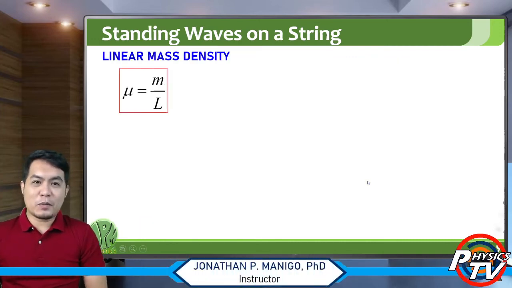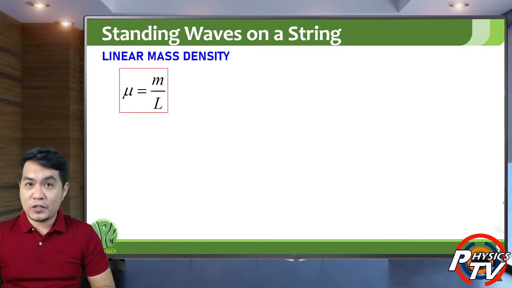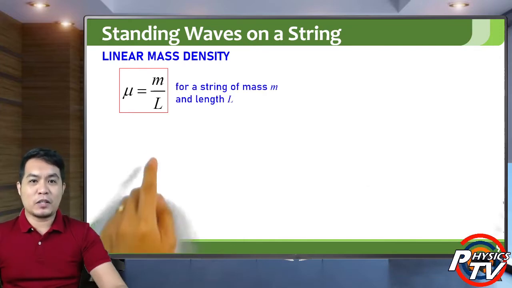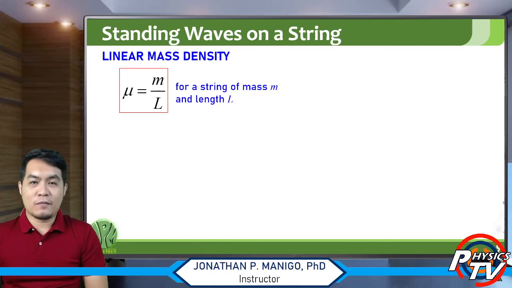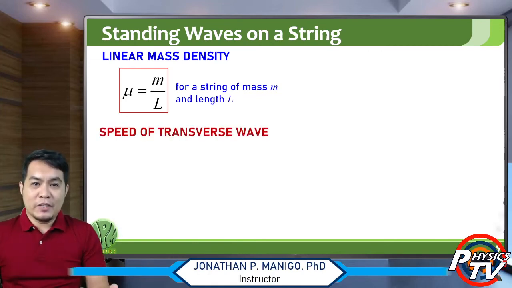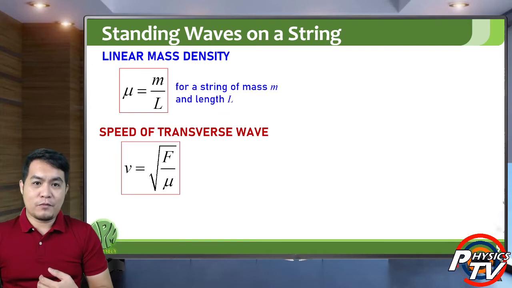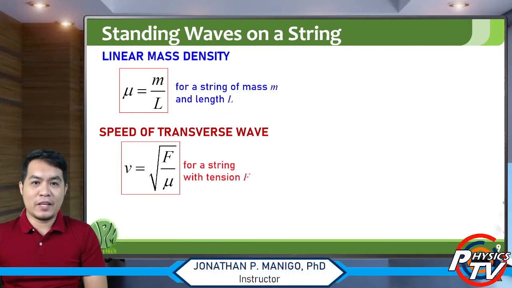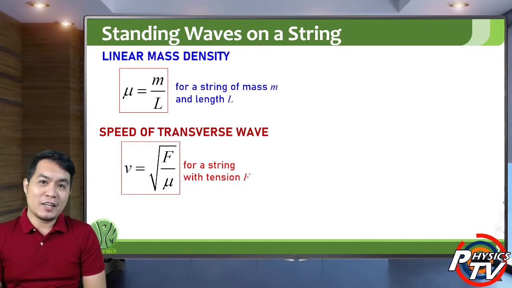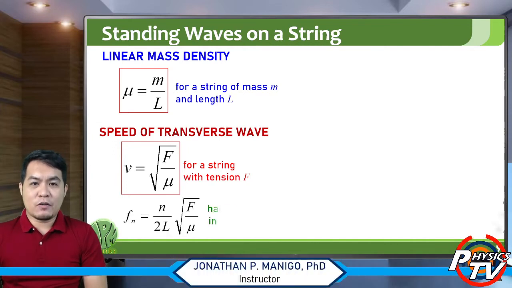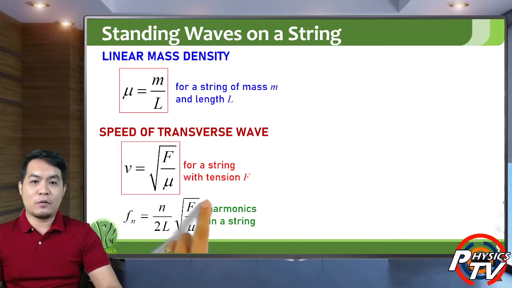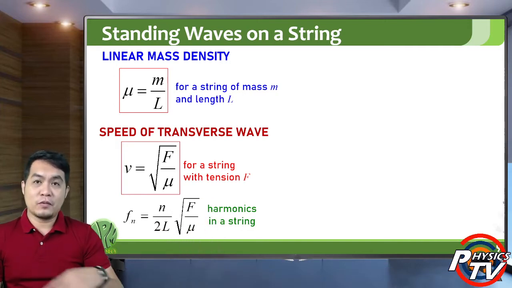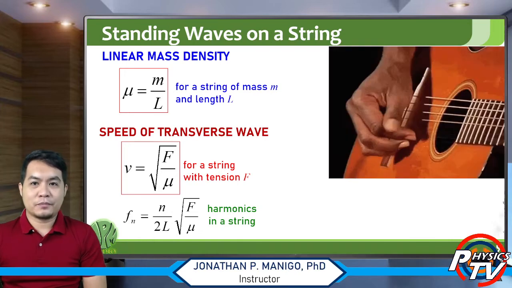A string has what we call linear mass density, the ratio of its mass and its length. It's denoted by the variable mu. And the speed of a transverse wave on a string, v, is related to the tension and the linear mass density. F here is the force or the tension in the string. So v is equal to the square root of F over mu. We can now write our harmonics in a string as nv over 2L, or n times the square root of F over mu, over 2L.